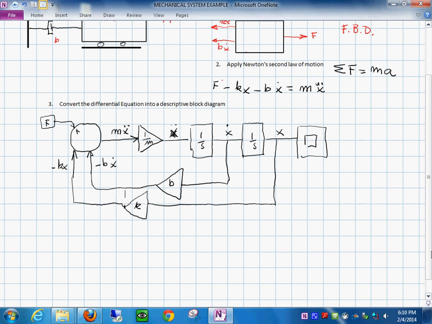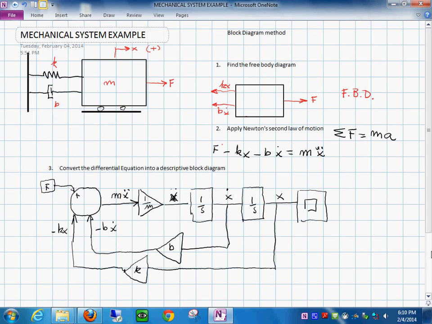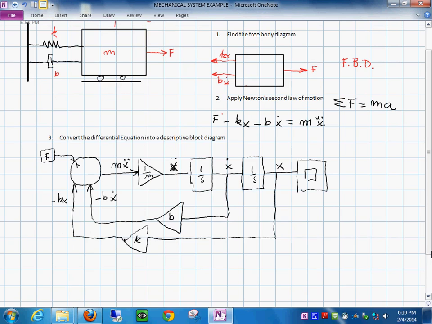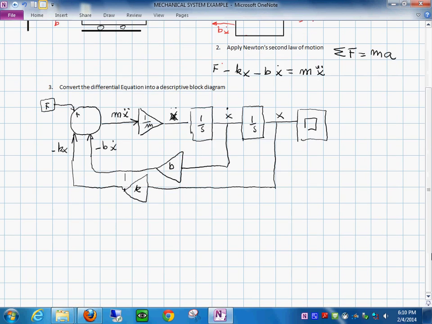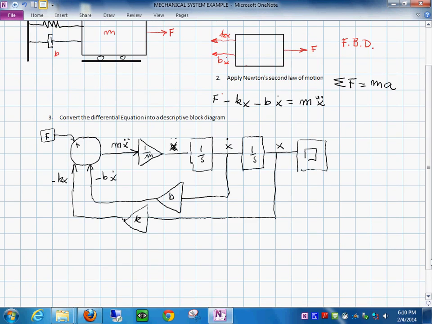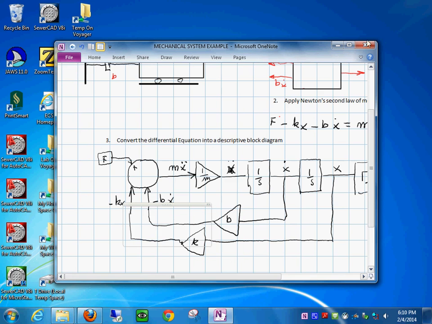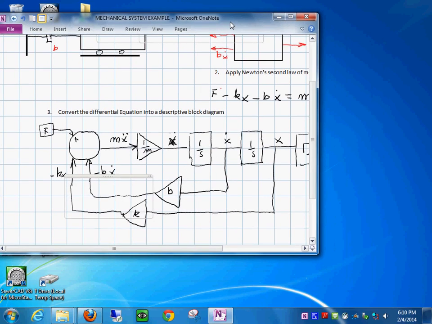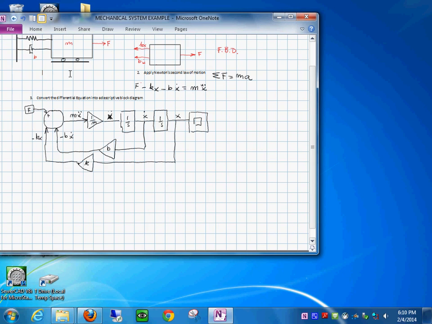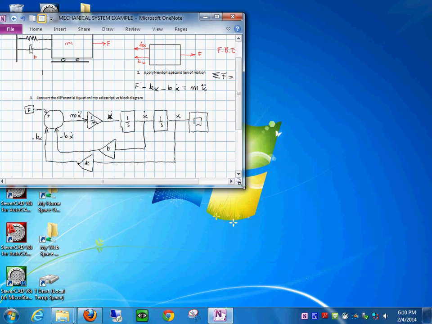One is to consider the free body diagram, apply Newton's second law of motion, and from that do a graphical description of that equation. So now we turn our attention to entering this diagram into Simulink. What I am going to do is perhaps reduce it in size a little bit, so we can actually see it in here.